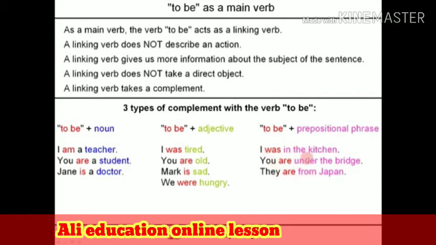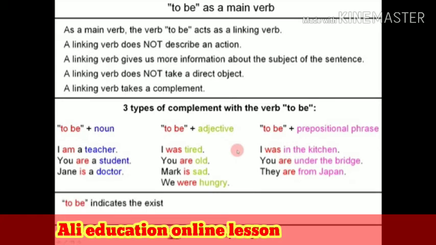And again, there is no action here. We are simply giving more information about the subject of the sentence. So here we are just simply giving more information about where I am, the location, or where they are from. So these are prepositional phrases.